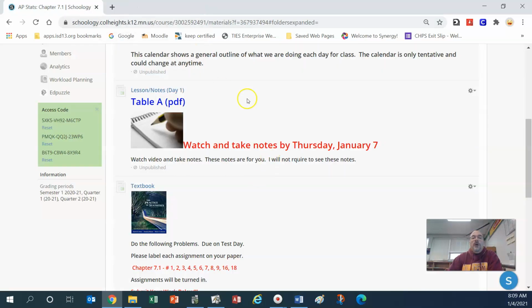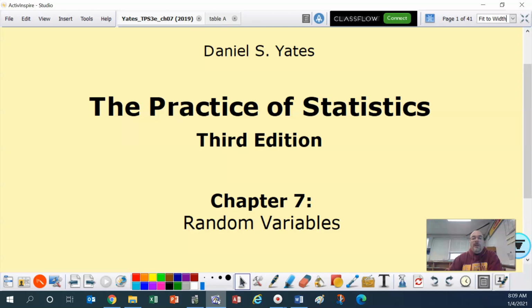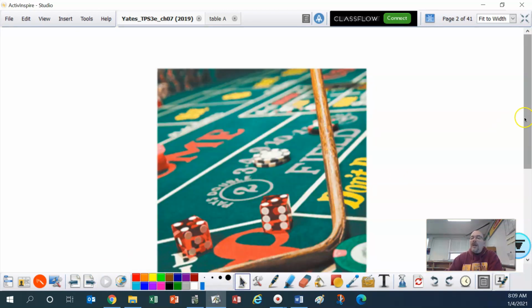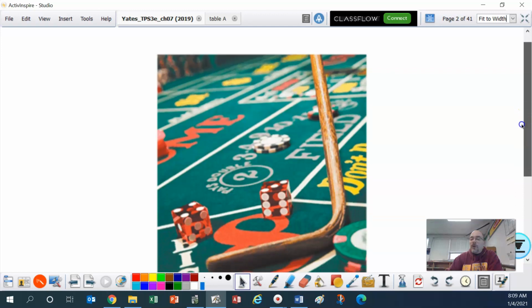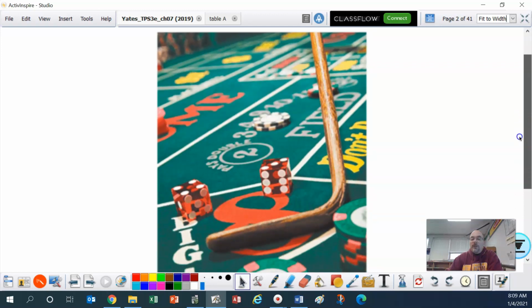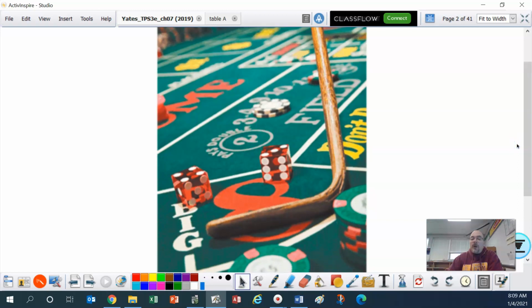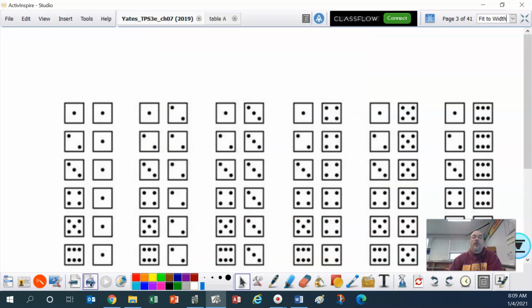All right, so let us get rolling on chapter 7. Chapter 7 is dealing some more with probability, random variables and probability. And a lot of probability, obviously, is in casinos. So this is the game of craps. If we were in the classroom, we would actually play this game and figure out the probabilities of craps. But with being in distance learning, we're not going to do that. So let's keep right on rolling here.